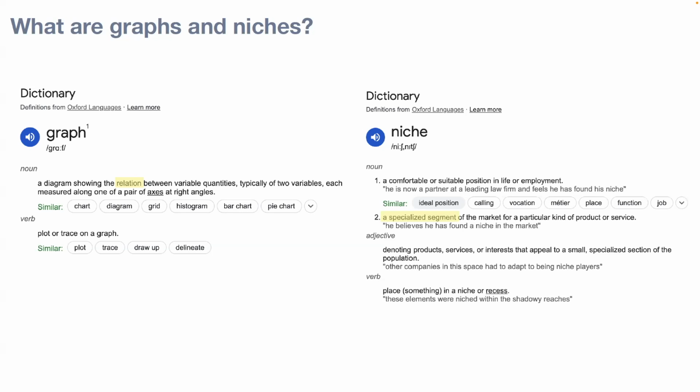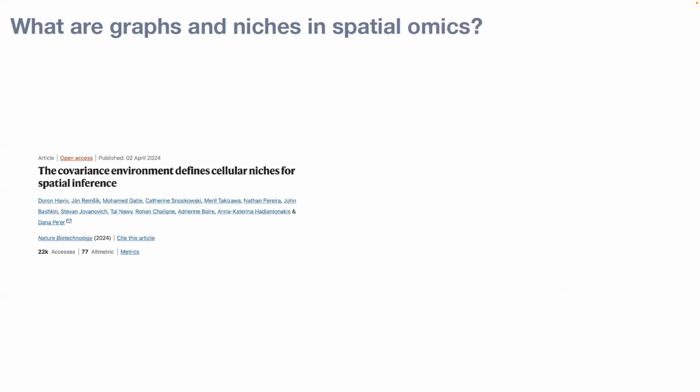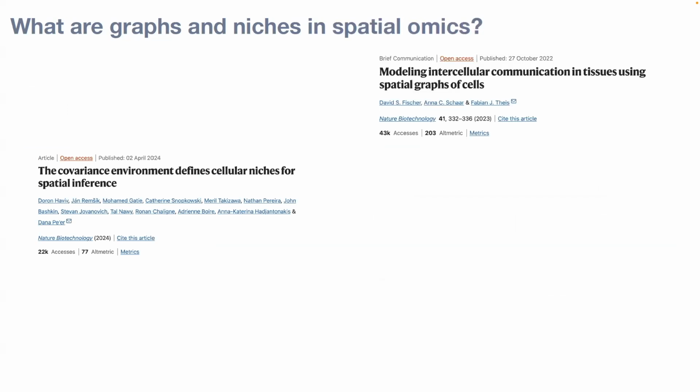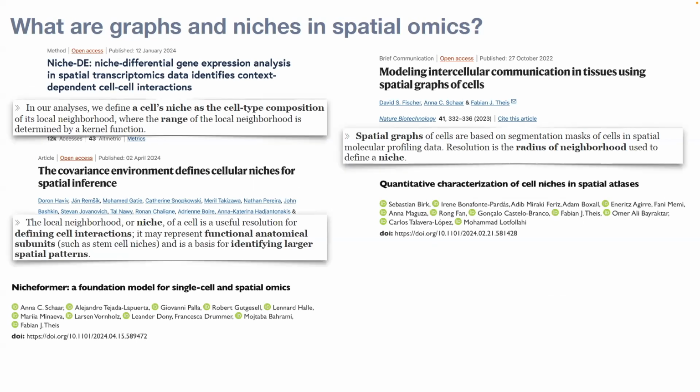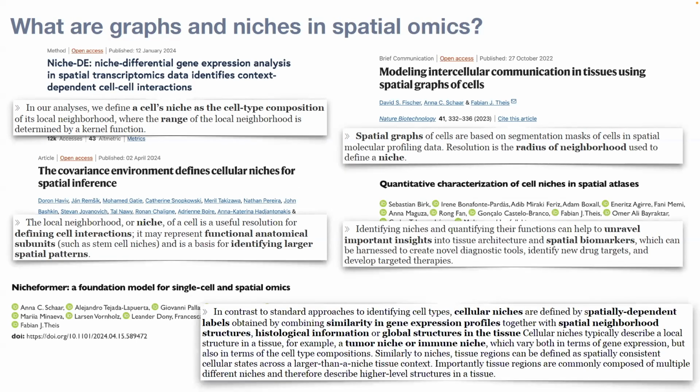If you look at what's currently being published in the domain of graphs and niches, there are quite a lot of publications, and they all have different ways of defining a niche and a graph. But if you look closely, most of them define the niche as a cell type composition within a specific radius of a neighborhood, related to some spatial neighborhood structures, some structural phenomenon you see in the slide.